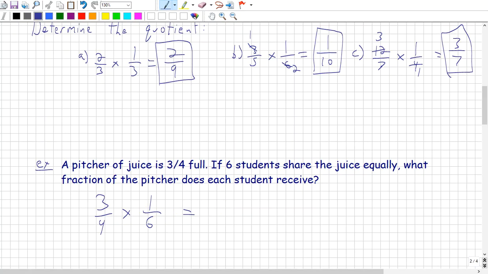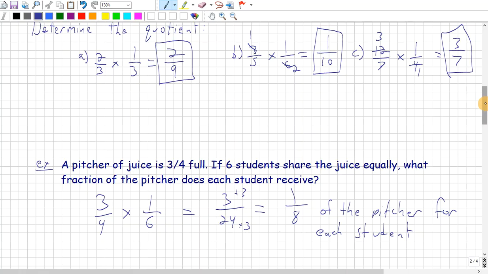And I'm going to change that division question to a multiplication. 3 times 1, I'm not going to do the shortcut method this time. So 3 times 1 is 3. You could, though. 4 times 6 is 24. I can divide both these by 3. So 3 divided by 3 is 1. 24 divided by 3 is 8. So each student receives 1/8 of the pitcher. For each student.